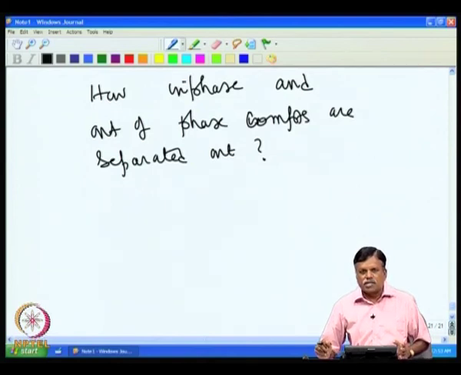So many times we want to separate out resistance from the capacitor or resistance from the inductor, or the capacitor and inductor to be separated out. In that case, it is essential that we separate out the in-phase and out-of-phase components. This also can be done using a lock-in amplifier. Only thing is we need to switch them correctly.